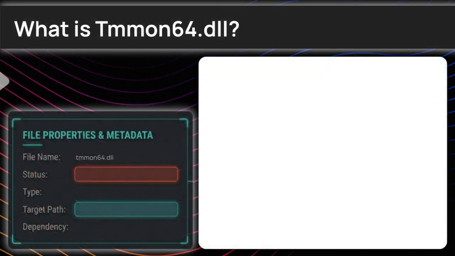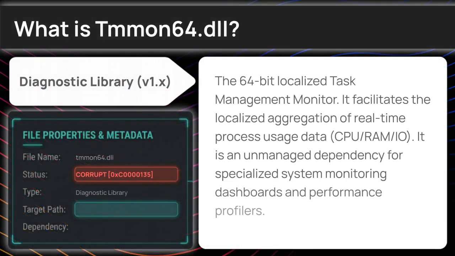This is the tmmon64 library, the 64-bit localized task management monitor. It facilitates the localized aggregation of real-time process usage data: CPU, RAM, and I/O. It is an unmanaged dependency for specialized system monitoring dashboards and performance profilers. Understanding the file's role is a great start. Now let's look at replacing it.